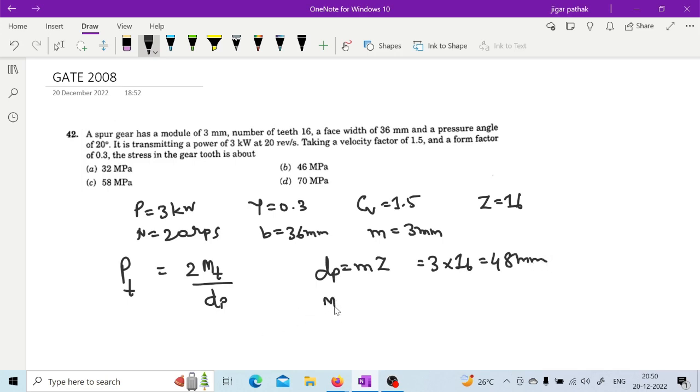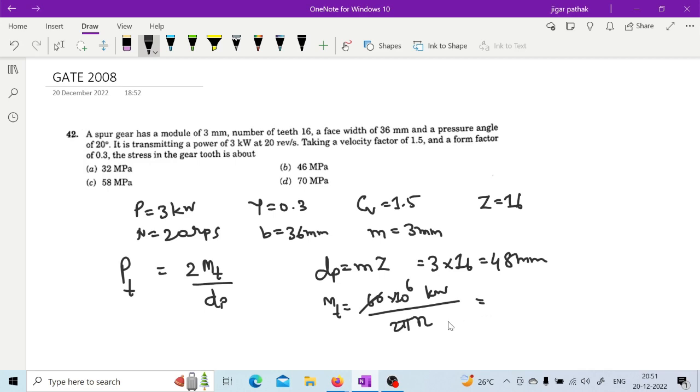Similarly, you can calculate MT. How will you calculate MT? It is 60 into 10 raised to 6 times the power in kilowatt upon 2 pi n. As n is given in RPS, you can cancel this 60, because it is for RPM. When n is in RPM, the 60 is there. So MT can be calculated.